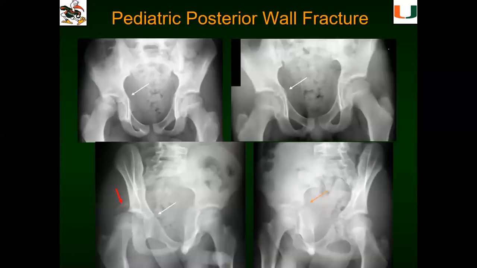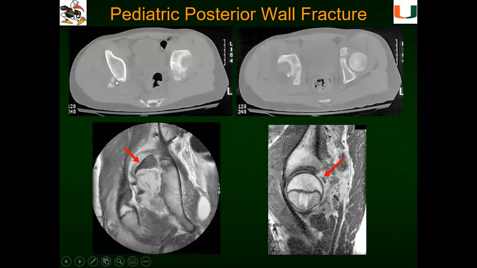Here's an example of a pediatric posterior wall fracture. Again, the challenging thing here is the triradiate cartilage and trying to determine whether the obvious posterior wall fracture will involve it or not. You can see that there is persistent posterior subluxation of that femoral head. And here's the CAT scan.